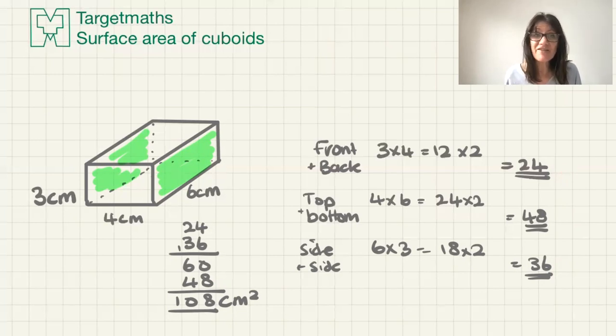And that's it. That's surface area of cuboids. Just take your time. Once you've found one, you found the opposite as well.